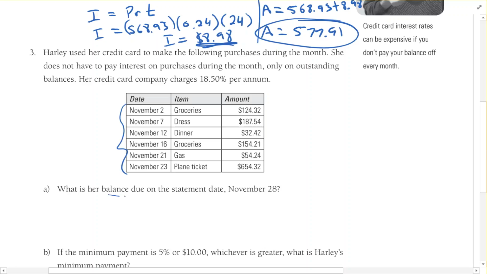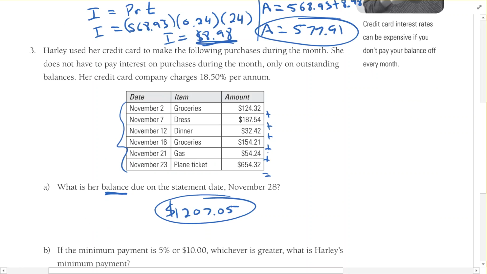So she doesn't have to pay any interest on it. So all we have to do to figure out her balance is add up all these numbers. So add up every one of those and see what that equals. And if you do that, that's going to end up being $1,207.05. And that's it. We don't have to figure out anything other than that because she does not have to pay interest on purchases during the month, only outstanding.